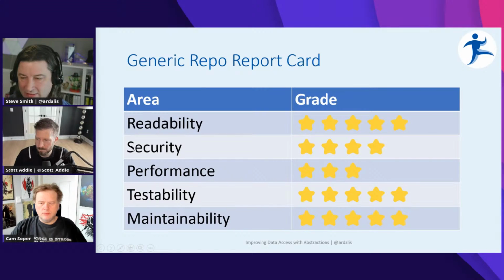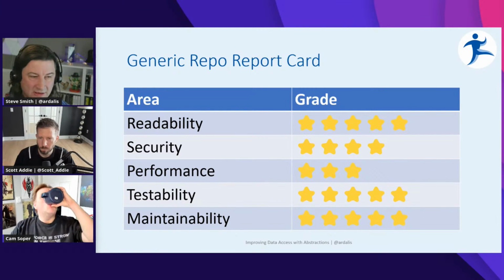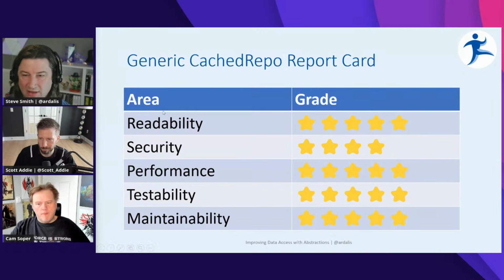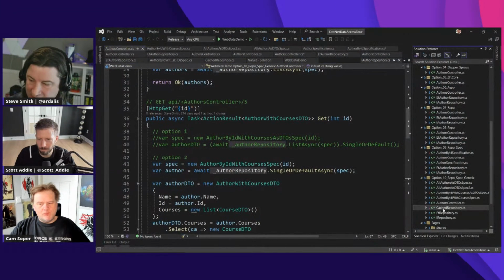Security is not really any change. Performance is not really any change. We're still just using EF. Testability is great. Maintainability is great because of all that reuse. If you want to add caching, you can put a cached repository in front of this really easily. And so that's what this looks like right here.